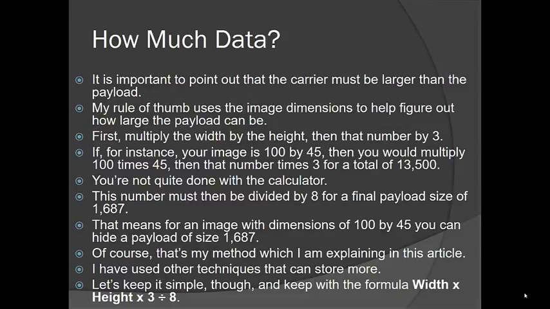Divided by 8 if you're only stripping one bit off or using the single least significant bit. That means for an image with dimensions 100 by 45, you can hide a payload of size 1,687. Of course, that's my method, which I'm explaining in this presentation. I've used other techniques that can store more. But let's keep it simple and keep with the formula width times height times 3 divided by 8.